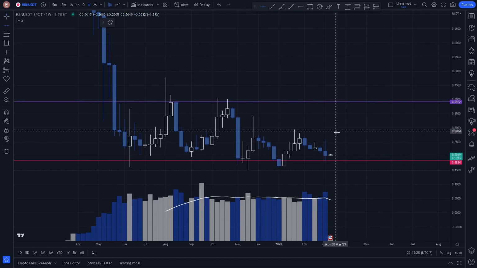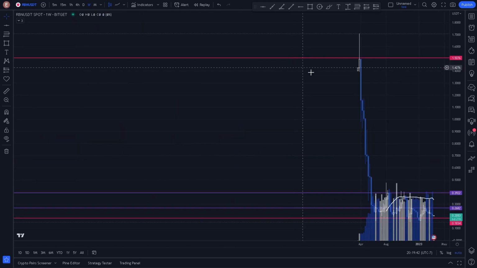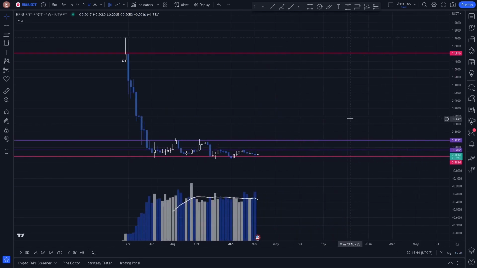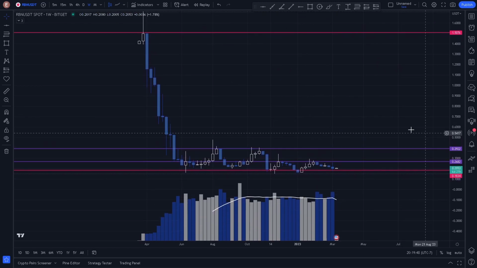Now, we can also go ahead and plot a key level right here as we see multiple reactions acting as resistance, and we see a bit of support here. So, zooming out of this chart, these are all the key levels plotted on the monthly and weekly chart for RBN.